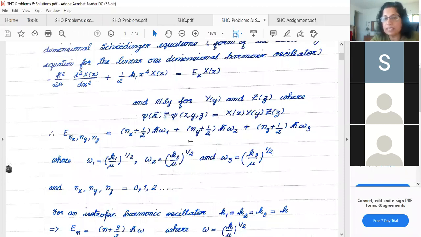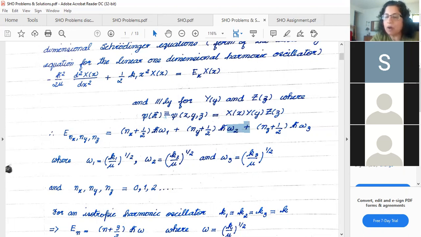Now remember, this is the general case. However, in this particular case, you have been told that your harmonic oscillator is isotropic. So the keyword over here is isotropy. If it is isotropic, remember, this is what happens: your K1 will be equal to K2 will be equal to K3 will be equal to K, and thereby your omega 1, omega 2 and omega 3 will also be the same.